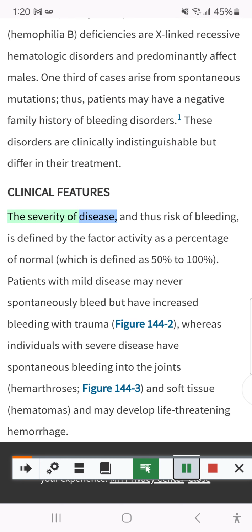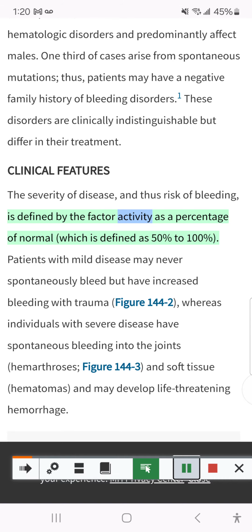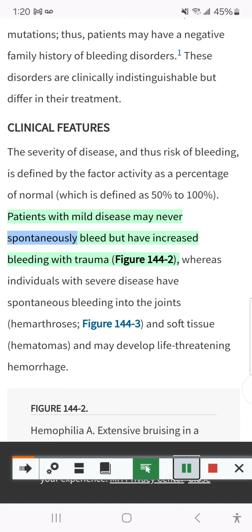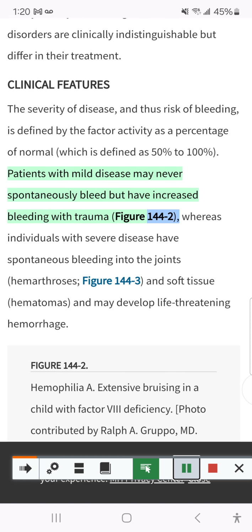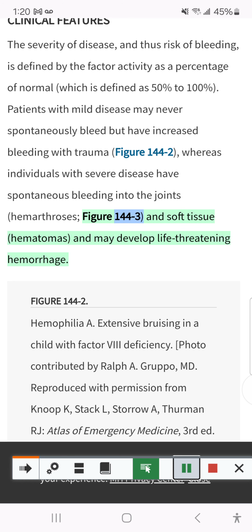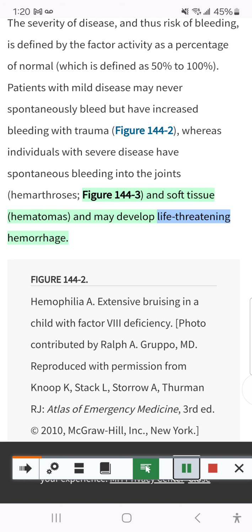Clinical features. The severity of disease, and thus risk of bleeding, is defined by the factor activity as a percentage of normal, which is defined as 50% to 100%. Patients with mild disease may never spontaneously bleed but have increased bleeding with trauma (Figure 144-2), whereas individuals with severe disease have spontaneous bleeding into the joints (hemarthrosis, Figure 144-3) and soft tissue (hematomas), and may develop life-threatening hemorrhage.